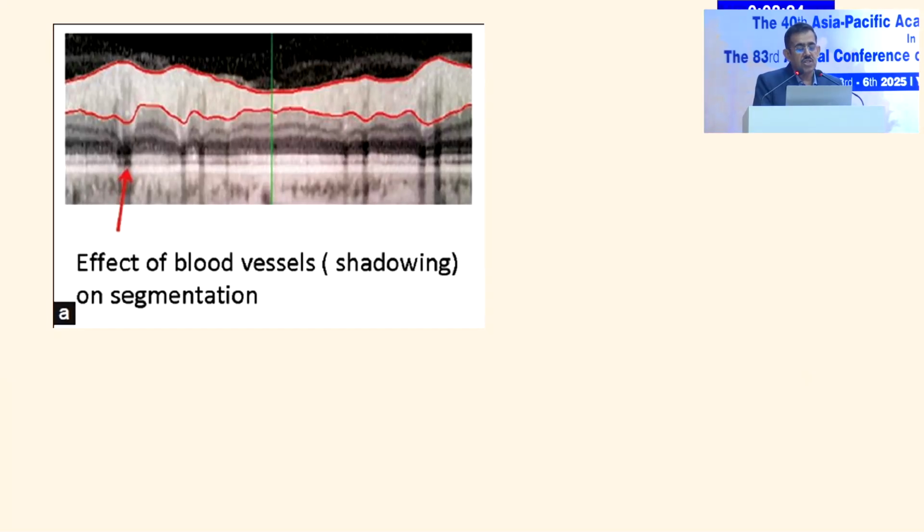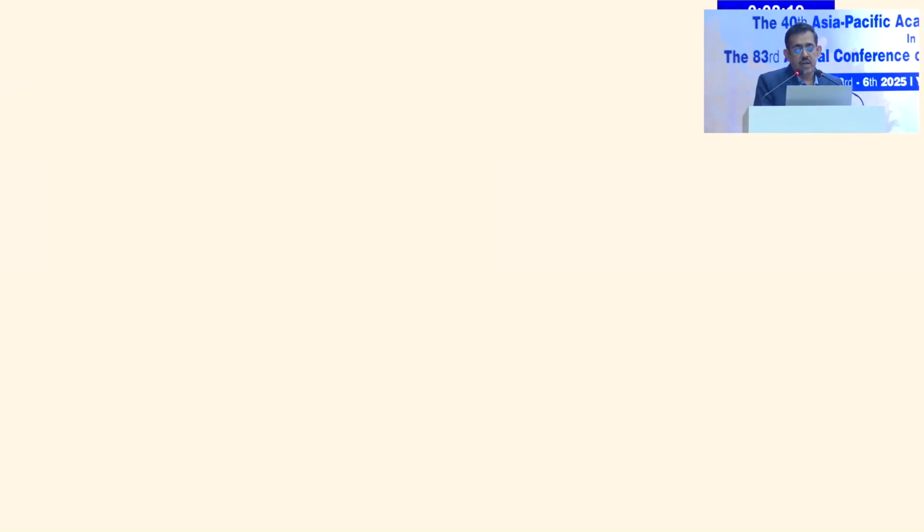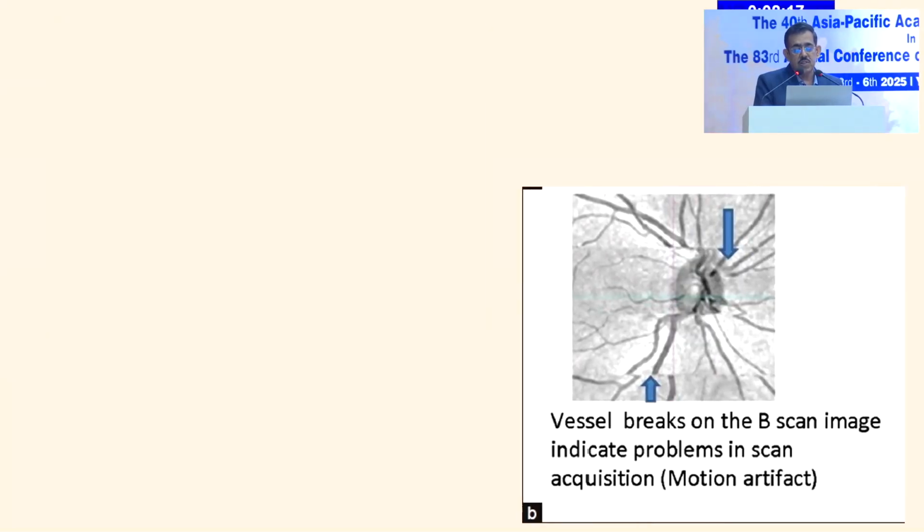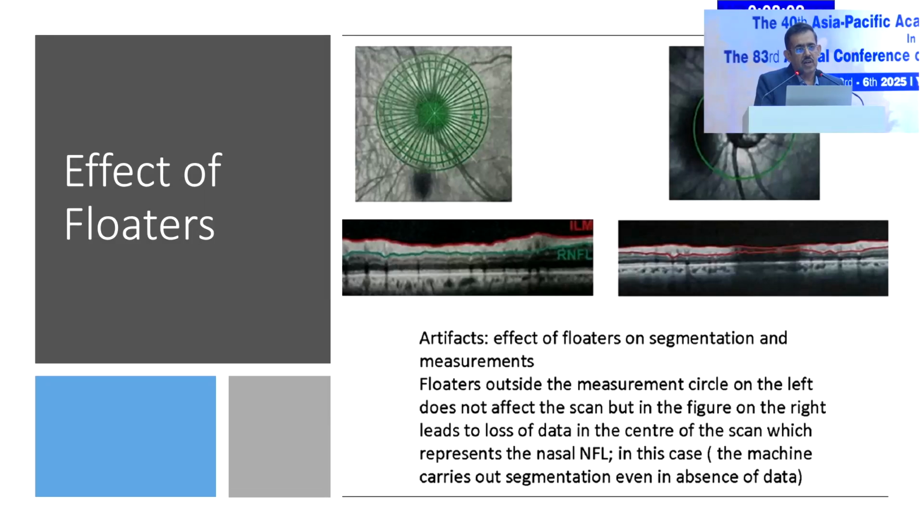Sometimes there is a shadowing of blood vessels which causes lower RNFL thickness. And sometimes we see horizontal displacement of images due to motion artifact. This was seen in older machines, not seen now with faster acquisition of images. Every technology has its limitations, so we should keep this in mind while interpreting any OCT. Sometimes a floater comes in the field of the calculation circle, and when we ask the patient to blink, the floater moves away and the RNFL thickness becomes normal.